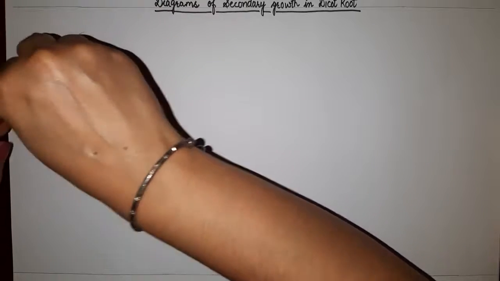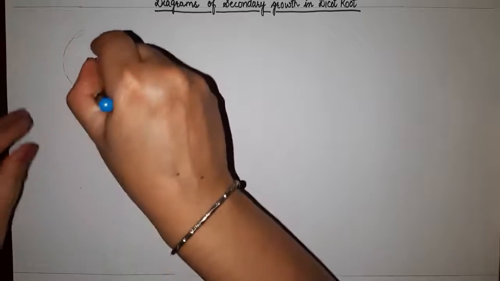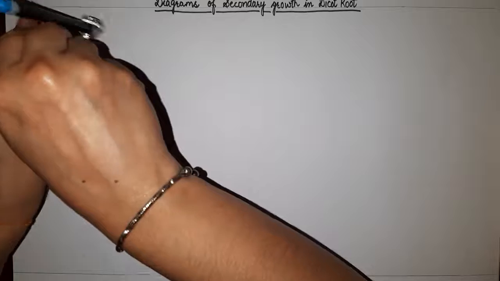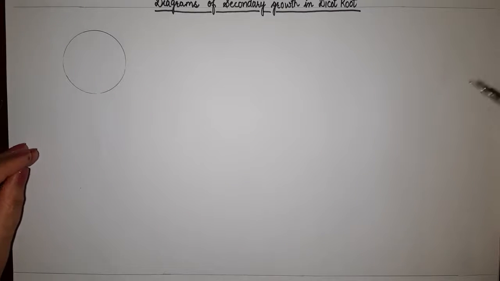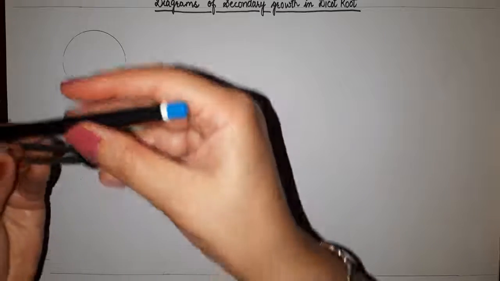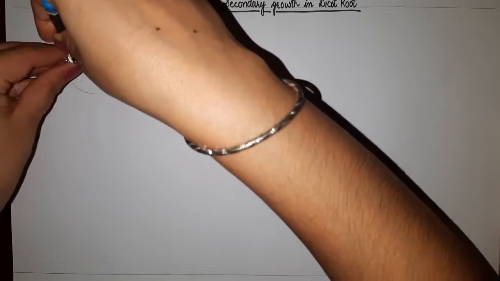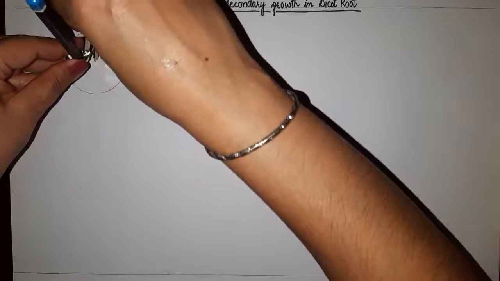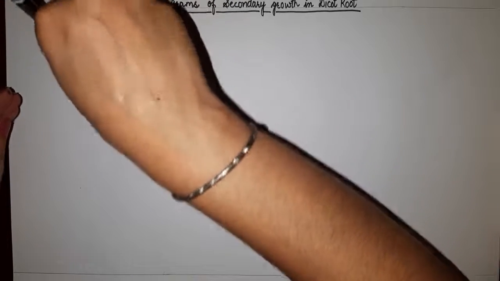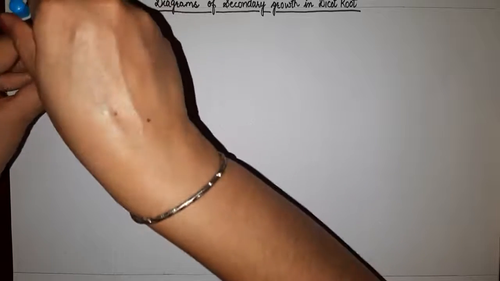You can use any bangle or compass to draw a circular outline, and we need to increase the radius with every step. Okay. And in the center we need a slightly smaller circle, which will represent the stele area. So you can mark it as a dotted line.